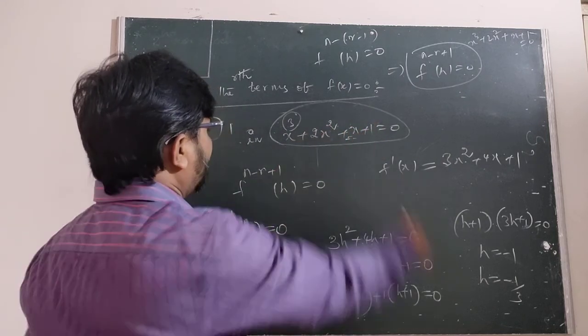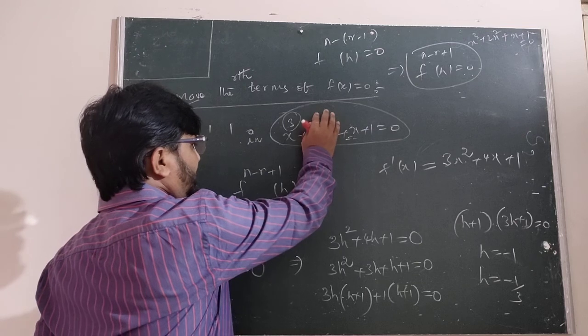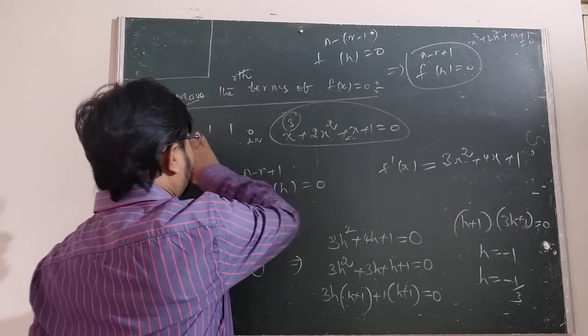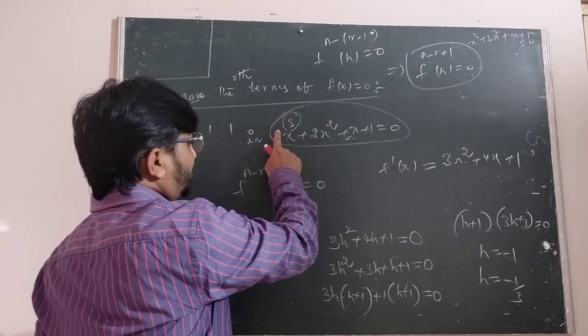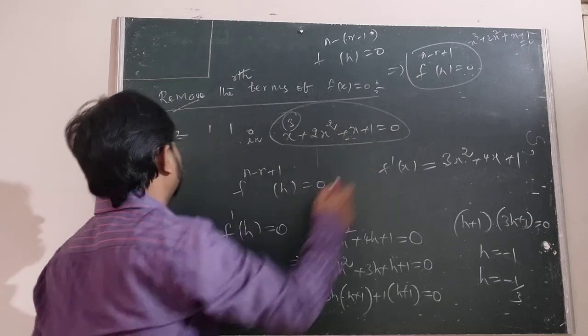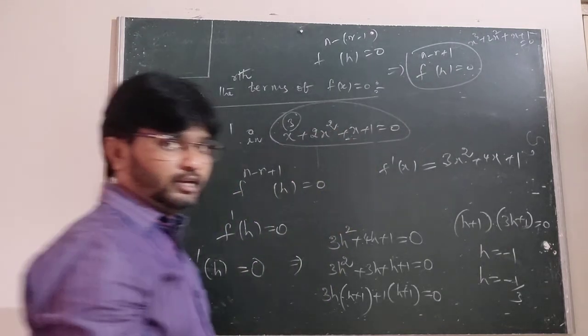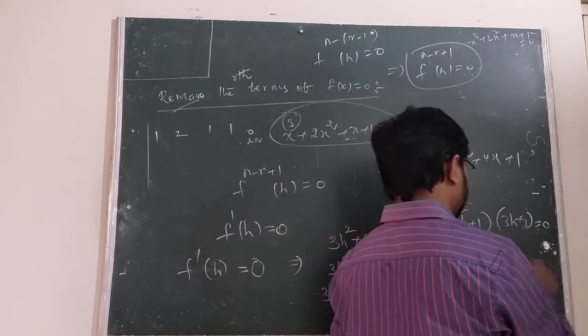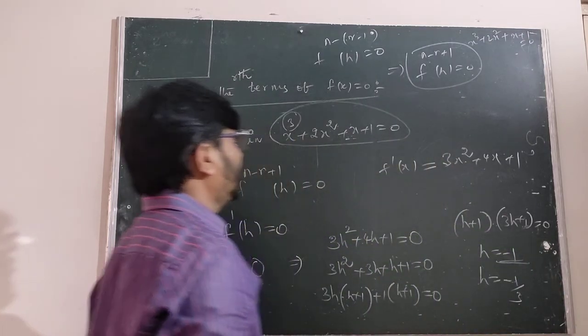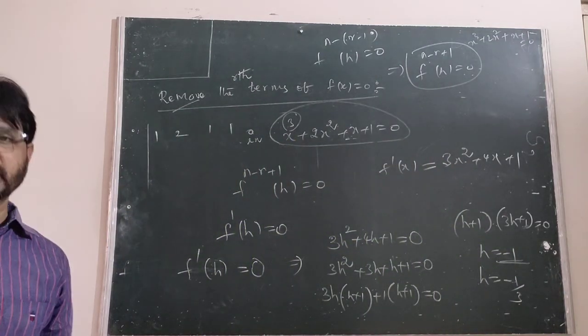If the equation does not contain the x square term, then you can write 0. Here the coefficients are 1, 2, 1, 1. Therefore now we got the value of h. The value of h is minus 1. So our equation is f of x plus h.